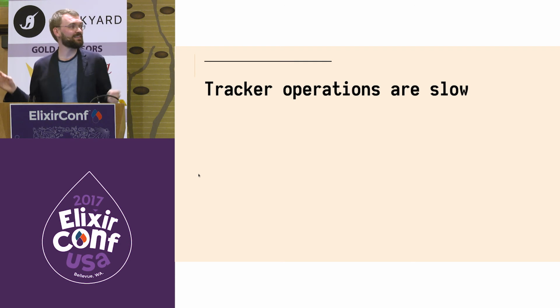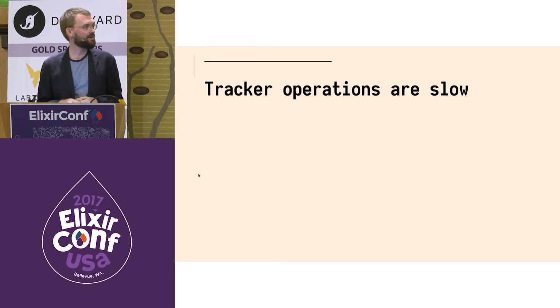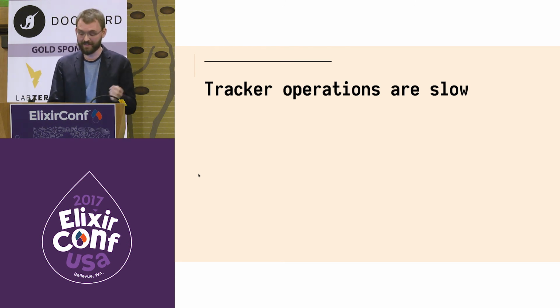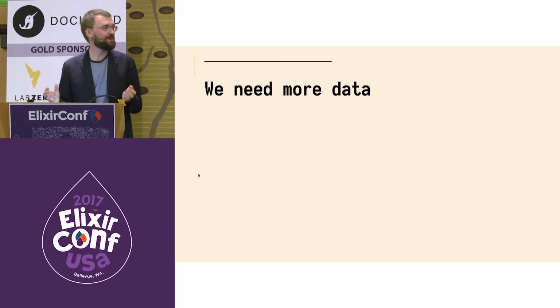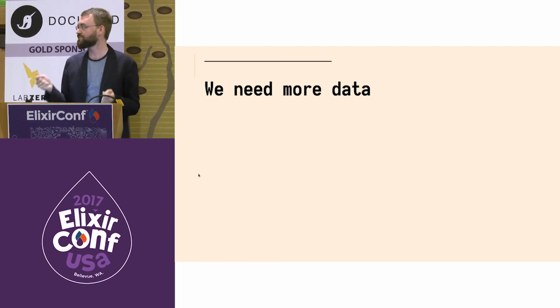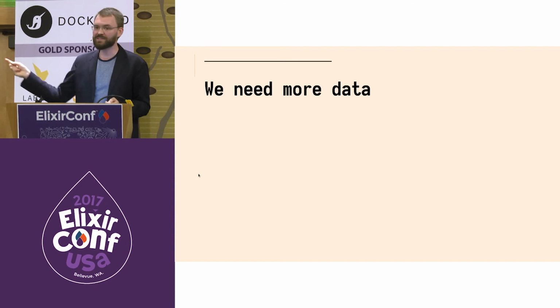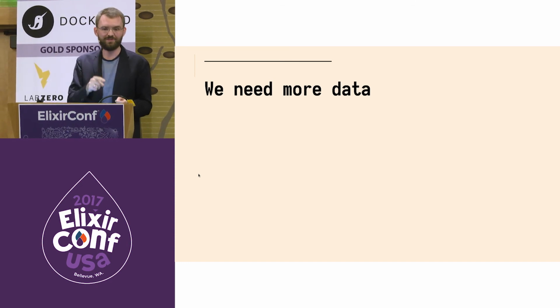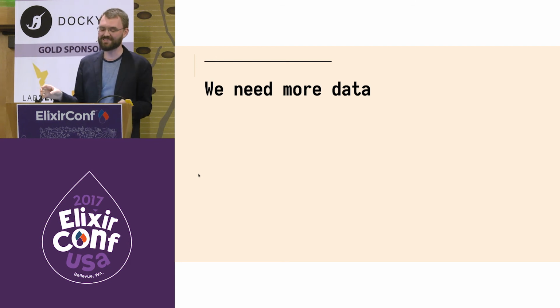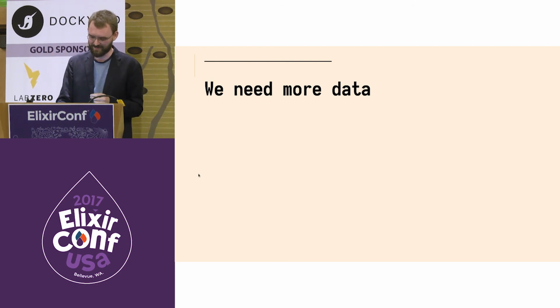So we had all this stuff going. We had 200,000 clients, but the tracker operations were still slow. It's the tracker again, right? So what's up? We need more data. So we started instrumenting things furiously. And there's no slide for this, but don't make too many histograms in Exometer, because they run on Gen server processes as well, and you may slow down your entire system because of the histograms.